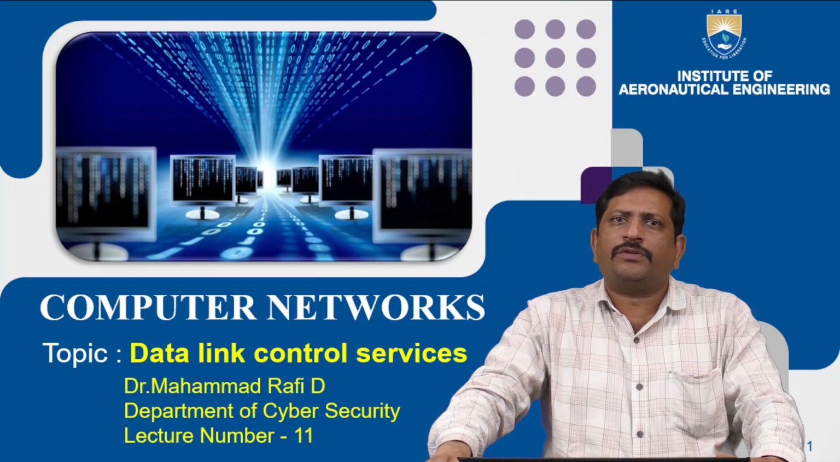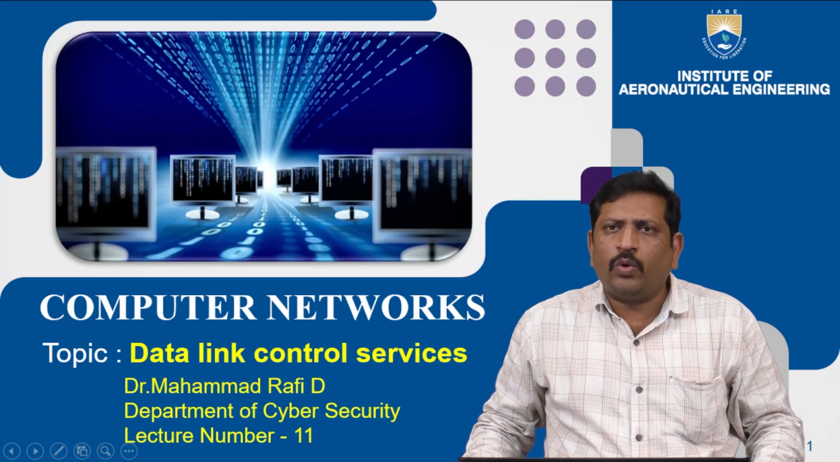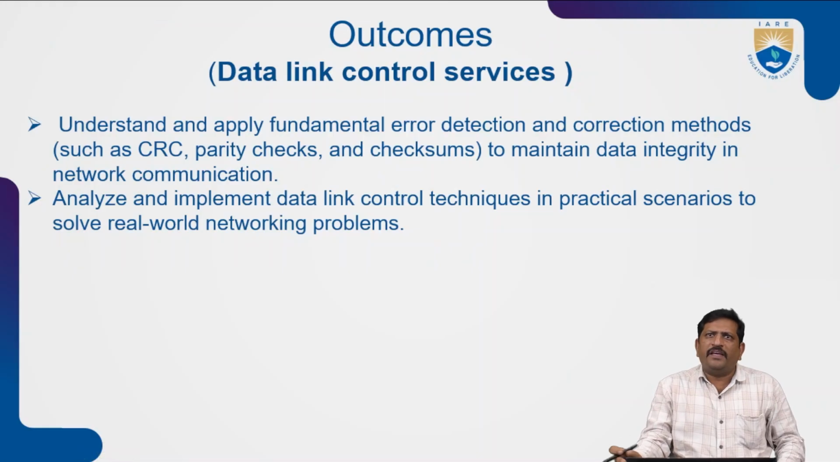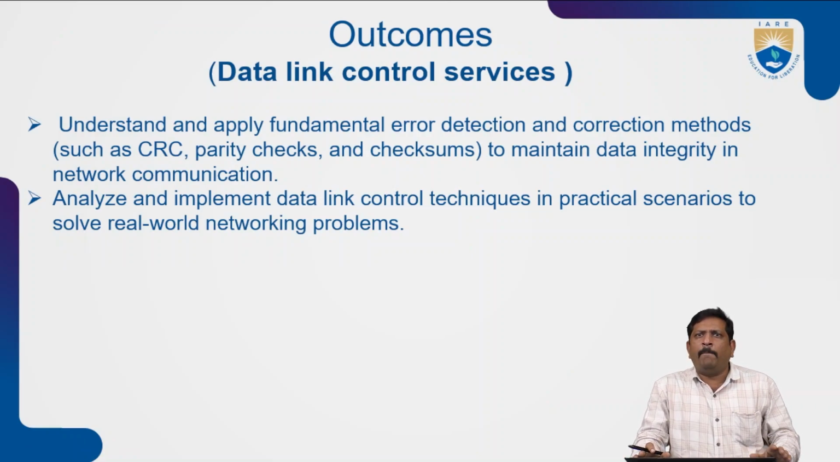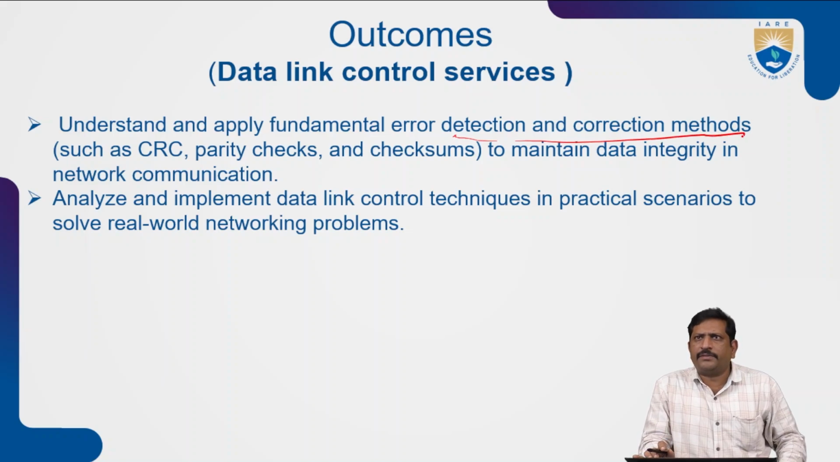Today I want to discuss the computer network subject, in which the topic is data link control services. The outcome of the data link control services is understanding and applying the fundamental error detection and correction while transmitting data between two devices. That means by using error detection and correction methods, we can detect and correct errors in whatever data or information is transferred between two different devices, on the same network or a different network.